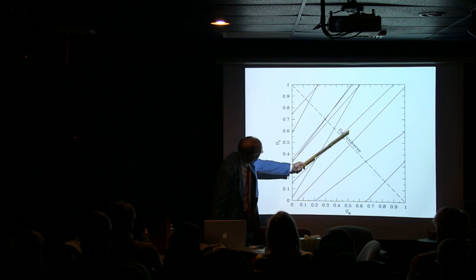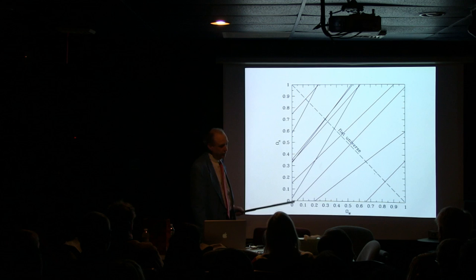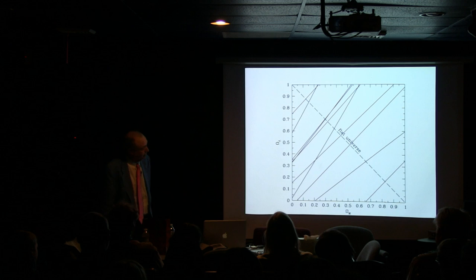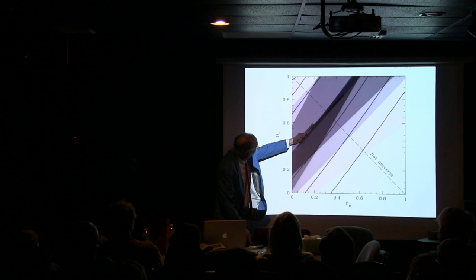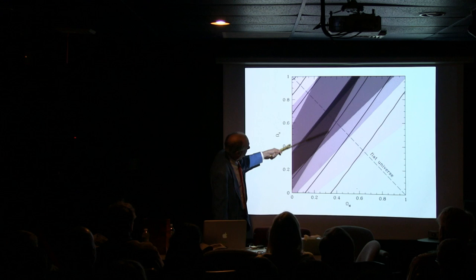If you're over here, all of them are too bright. And that's not likely. It's like throwing up coins. If you throw up 16 coins, you're likely to get half of them heads, half of them tails. It's very improbable to get all of them heads. So you're very unlikely to be over here. If we colored all this in according to the probabilities, we find that it's quite likely that you're in this region here, which is exactly where the supernova people had said they were.